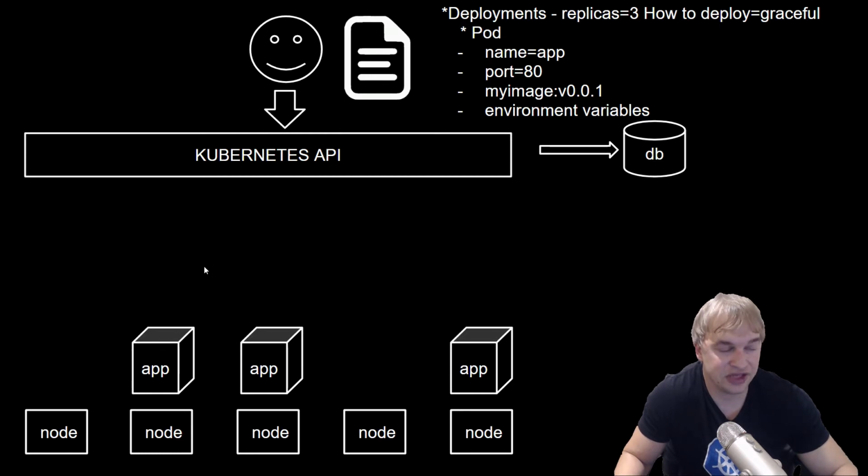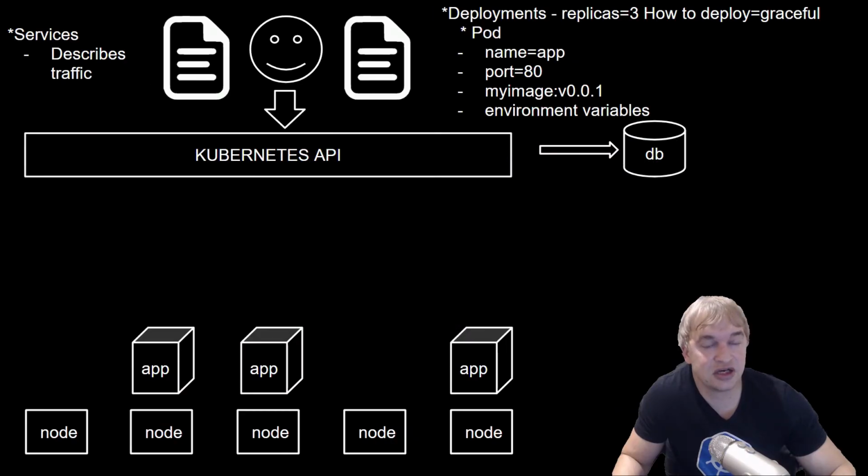Now, at this point, our pods cannot take traffic from the outside world, and they are also not load balanced on the inside for internal traffic. So for this, we need what's called a service object. Now, services in the Kubernetes world basically describe how Kubernetes should deal with incoming traffic.